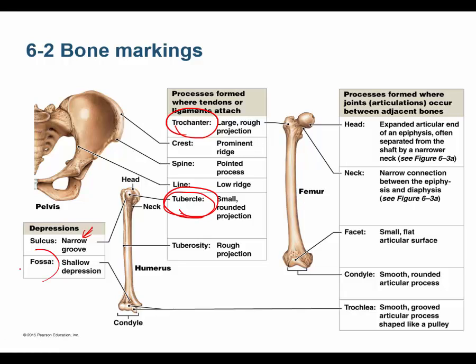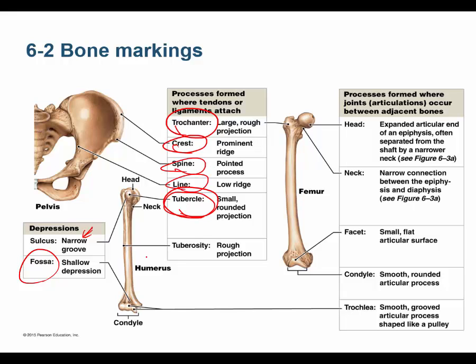A fossa is a shallow depression. You're going to have lots of fossas because of joints. You're going to learn all the joints. And there's going to be like the glenohumeral joint. There's the glenoid fossa, and there's the head of the humerus, and they come together to make the glenohumeral joint. So you'll have crests, spines.